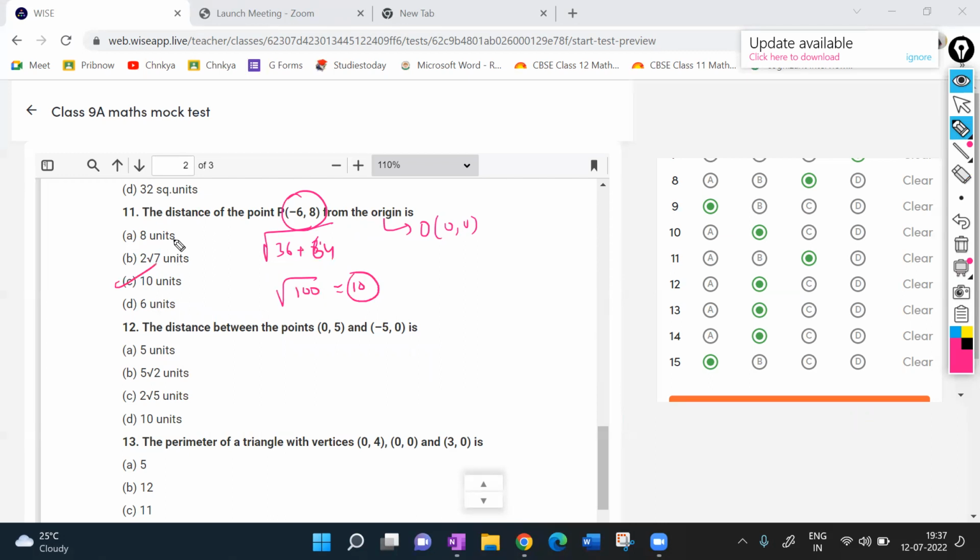Whenever you get origin, you need not do anything extra. Whatever the point given to you, 0 minus 6 whole square will always be plus 6 whole square only. 8 square is 64. Total you will be getting 100, I mean the distance is 10.